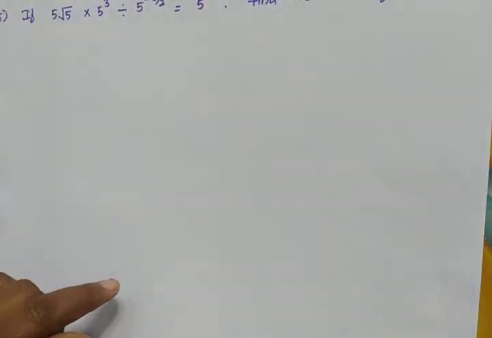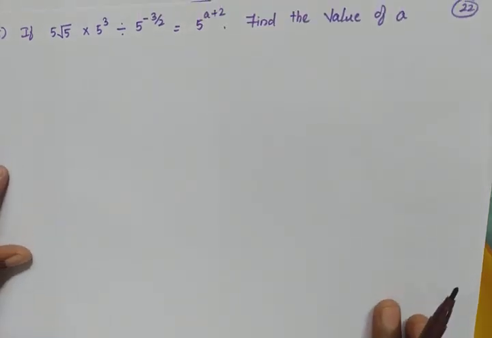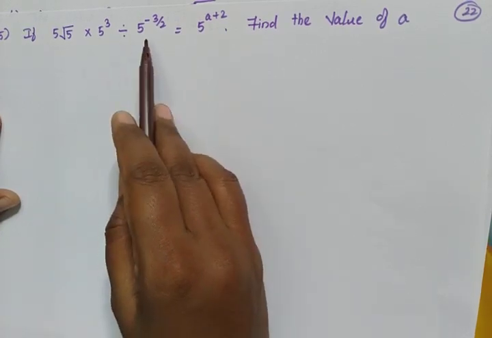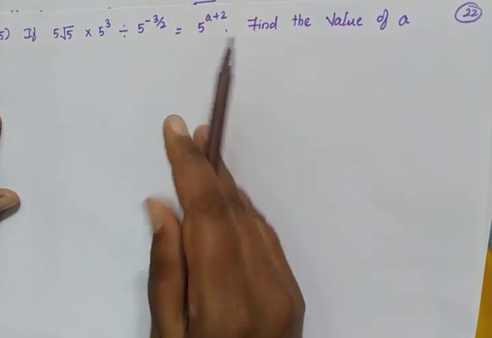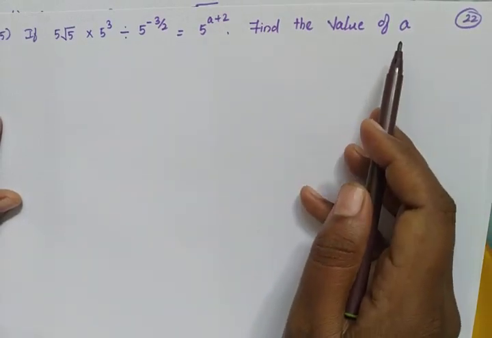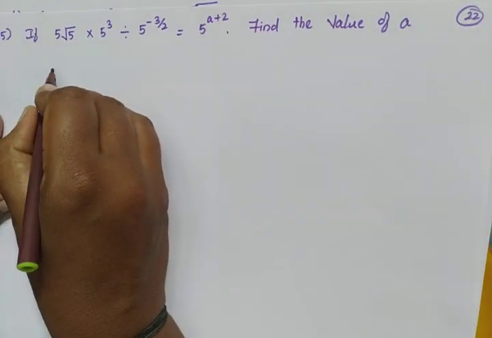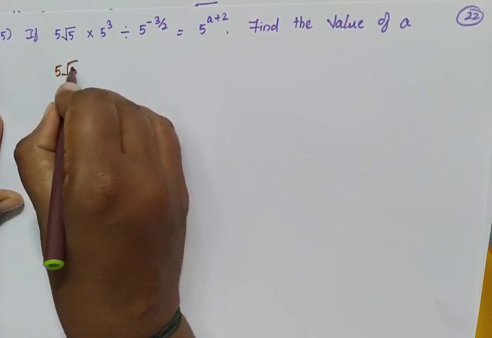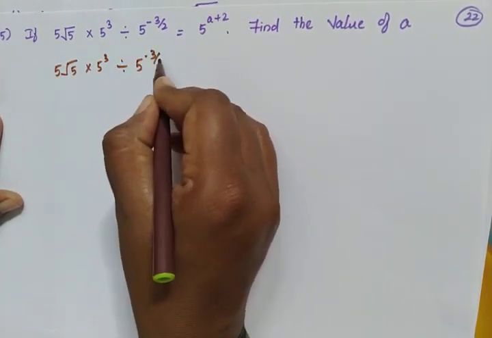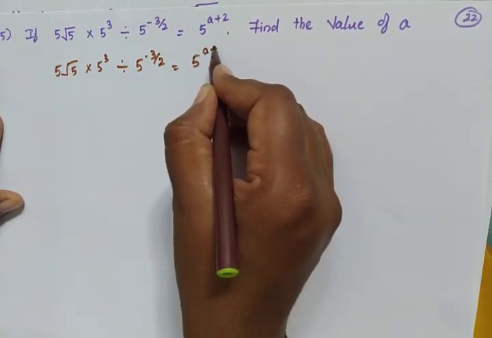Next, let us move on to the fifth problem. If 5 root 5 into 5 power 3 divided by 5 power minus 3 by 2 is equal to 5 power a plus 2, find the value of a. Now what we have to do is find the value of a. So 5 root 5, this is the question: 5 cube divided by 5 power minus 3 by 2 is equal to 5 power a plus 2.